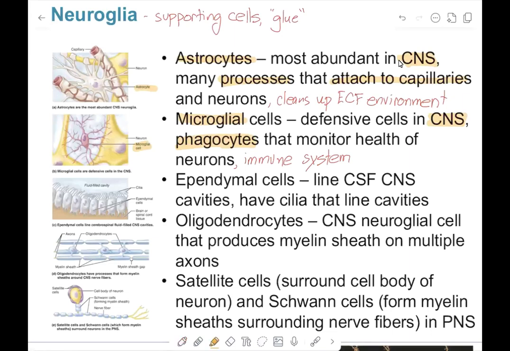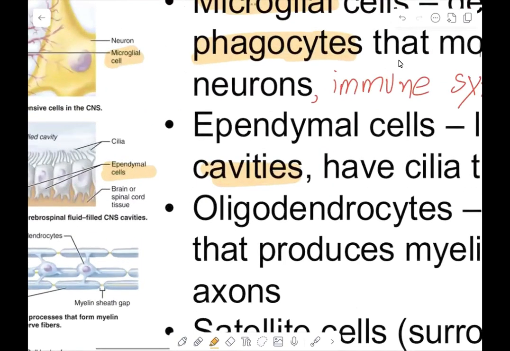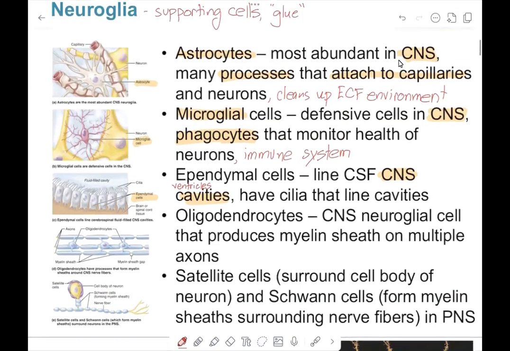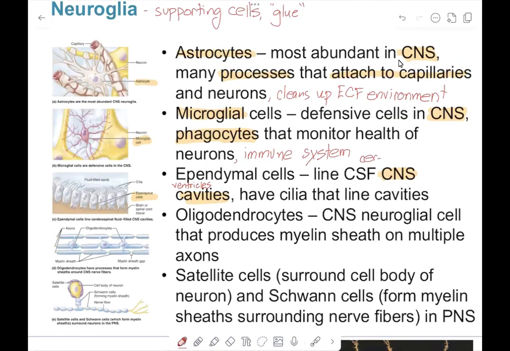The third one in the central nervous system lines the cavities. And these cavities are called ventricles, which you will learn about more in chapter 12. But they line those, and they also line areas where there is cerebrospinal fluid. So that's what the CSF stands for.